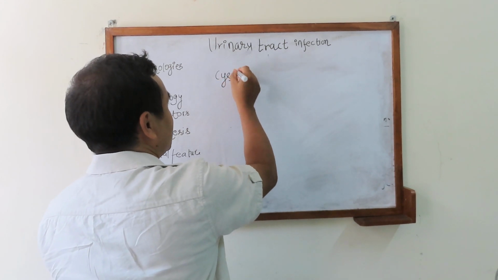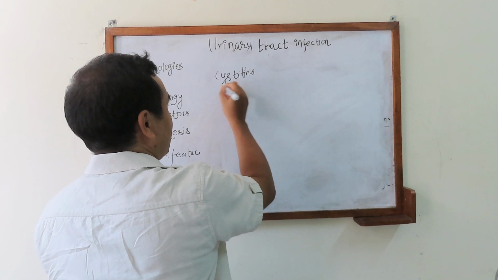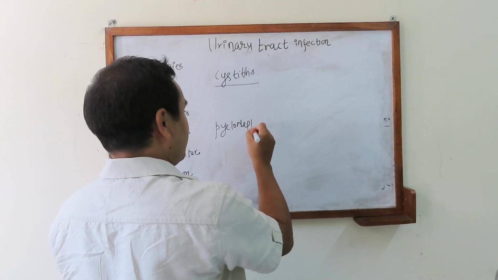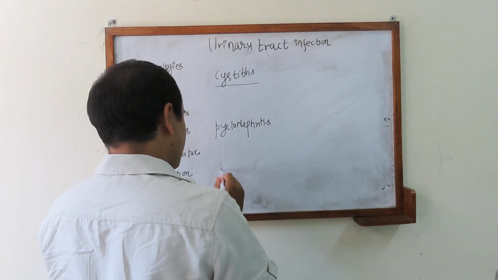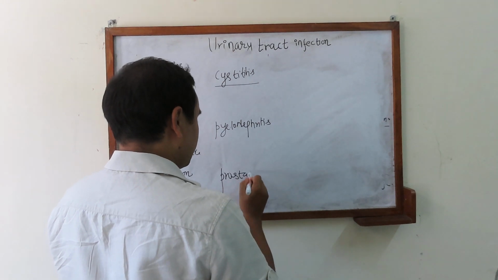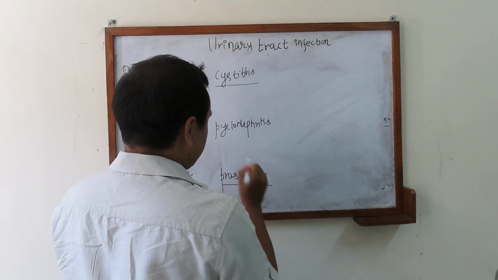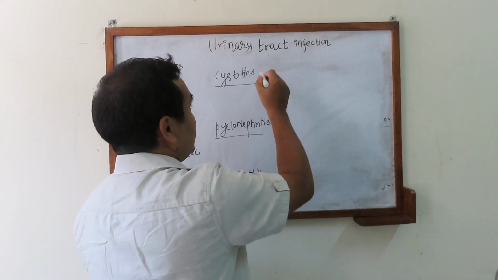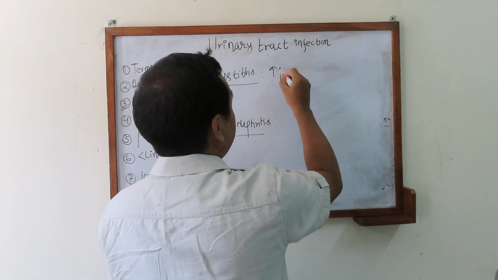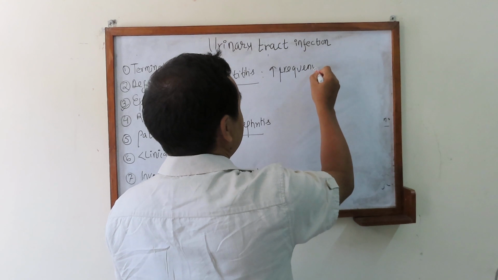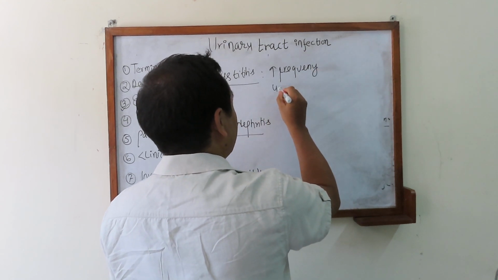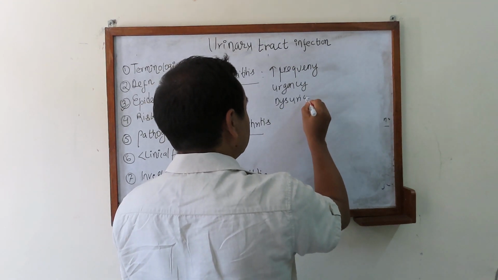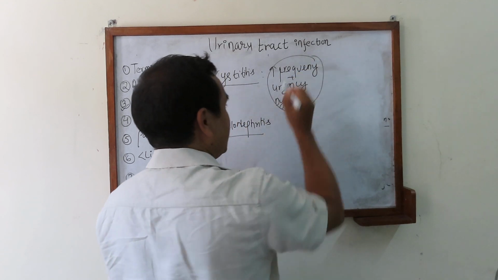Like in case of cystitis, what will happen? In case of cystitis, in case of pyelonephritis, and in case of prostatitis. So the important clinical features of cystitis, like if someone has the bladder infection, are increased frequency of urine, and urgency and dysuria. So these are the important clinical features.